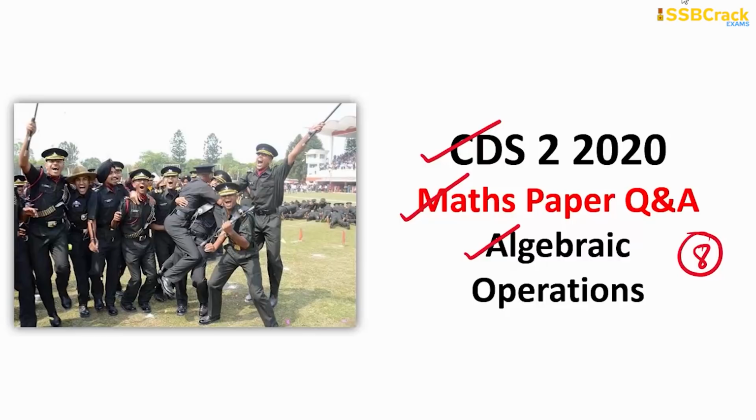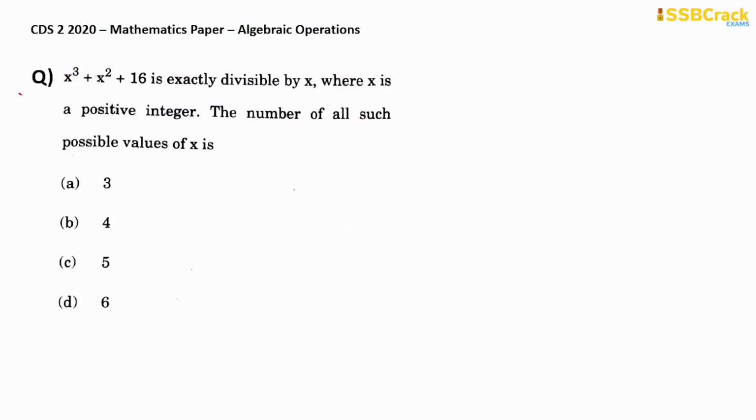Okay, now let's move on to the questions. So this is question number 1, and it states that x cube plus x square plus 16 is exactly divisible by x, where x is a positive integer. The sum of all such positive values of x is, and the given options are 3, 4, 5 and 6.